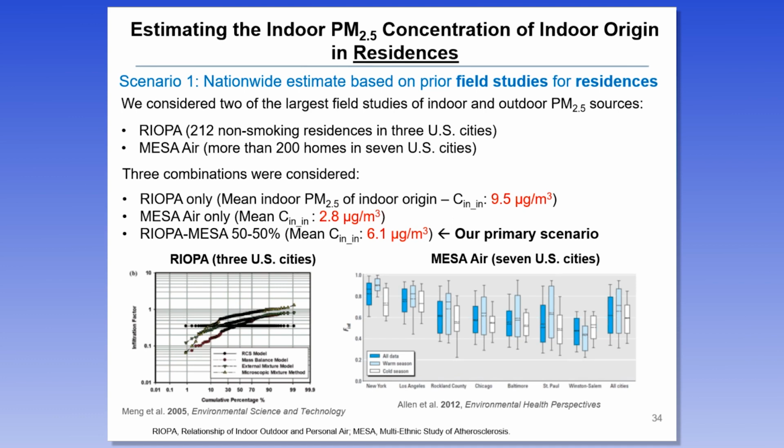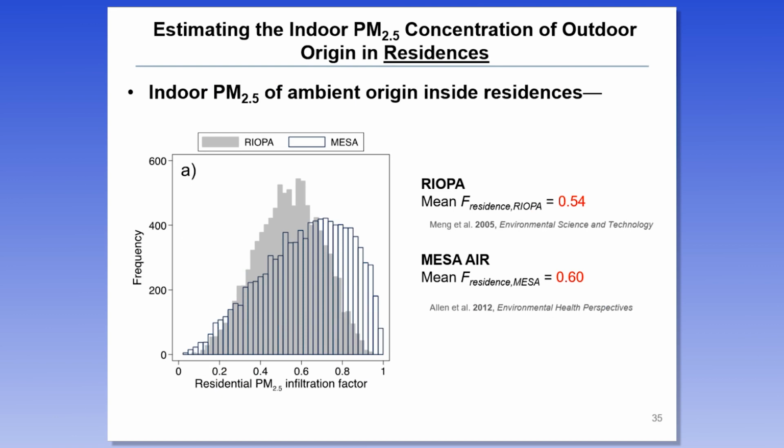Then the second combination was MESA Air, in which the average C_in was 2.8 micrograms per meter cubed. And finally, our primary combination in scenario 1 was a 50-50% combination of the RIOPA and MESA studies, and the mean C_in in the primary scenario was 6.1 micrograms per meter cubed. So now we know the concentration of PM2.5 of indoor origin inside residences.